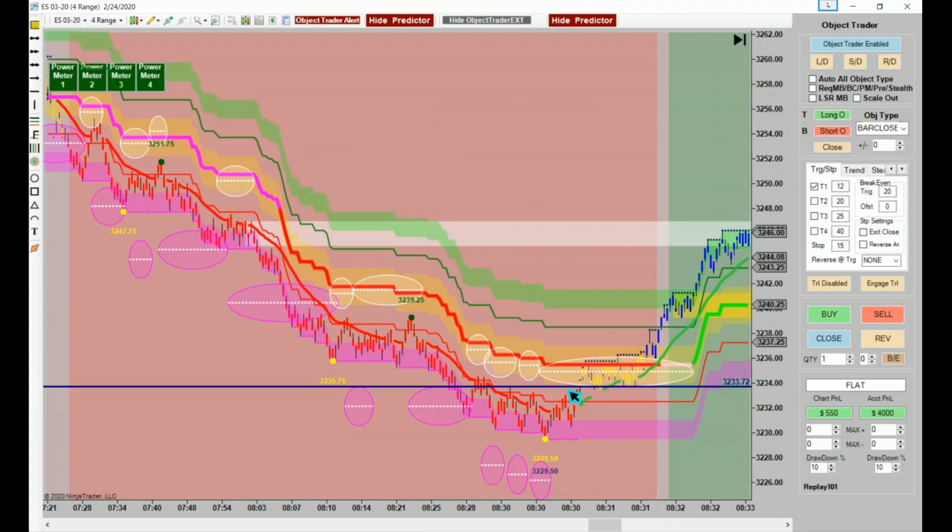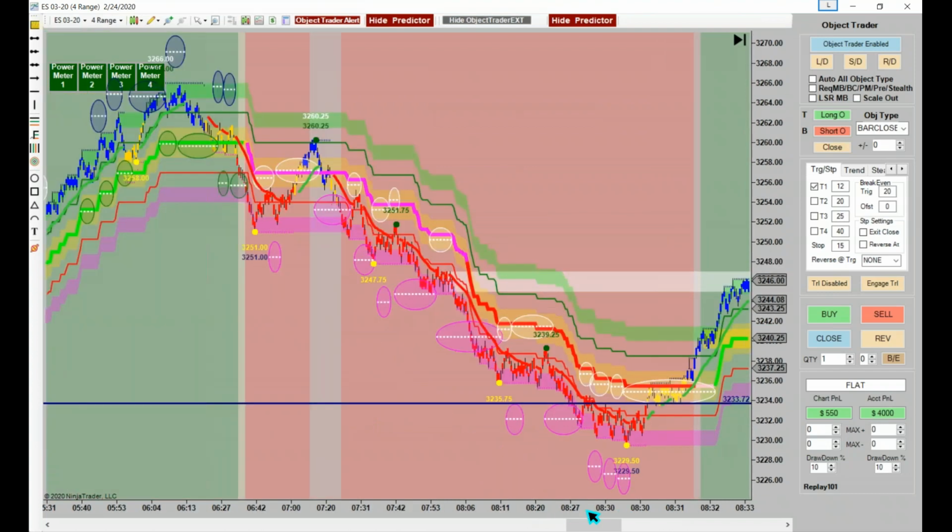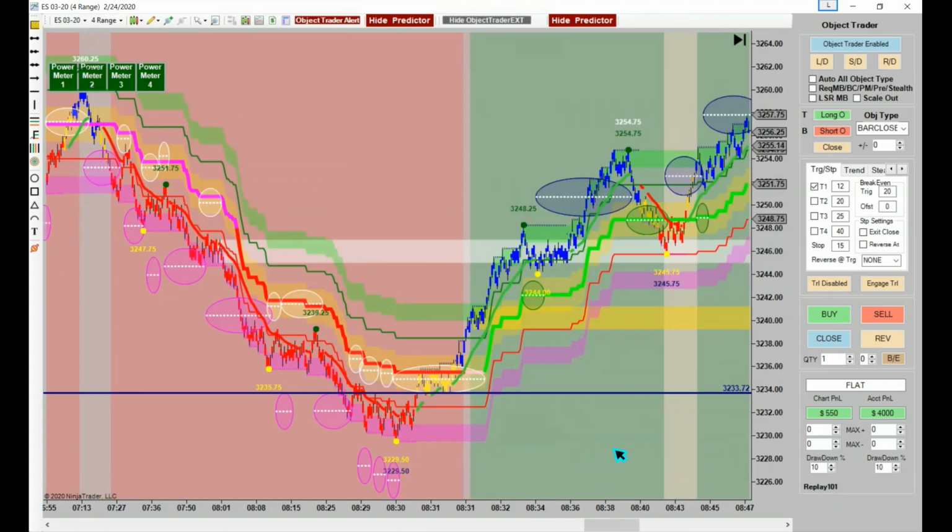And now, would you take more than one contract? Probably not, because this could have just as easily hit mid-band and rolled over and headed down too, because it was a downtrend. But at the open of the market, watch these green stealths too. They'll tell the story a lot of times also. Okay? Hope everybody enjoyed it.